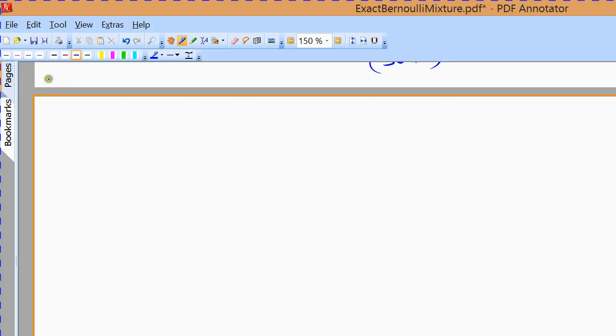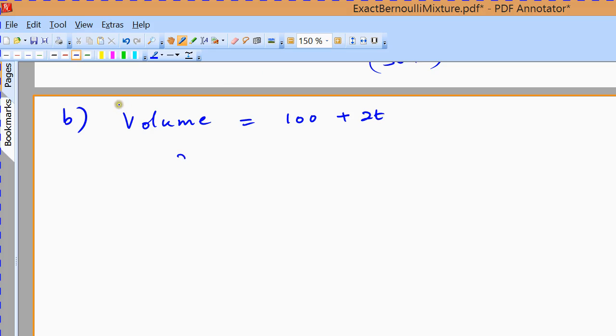And the B part of the question requires us to find the time when the brine reaches capacity if the capacity of the tank is 250 gallons. So the volume, we know from the earlier part, is 100 plus 2t. So if the capacity is 250, we just equate these two and find t, which turns out to be 75 minutes.